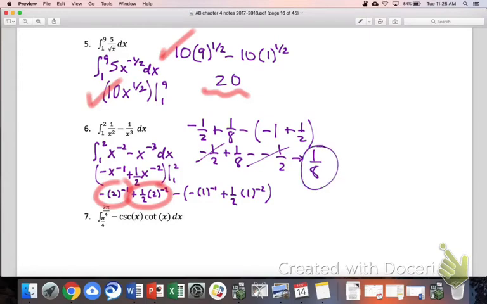What do you guys think? Any questions? What happened to the 1? The negative 1? So negative 1 plus 1/2 is negative 1/2, which I put right there.